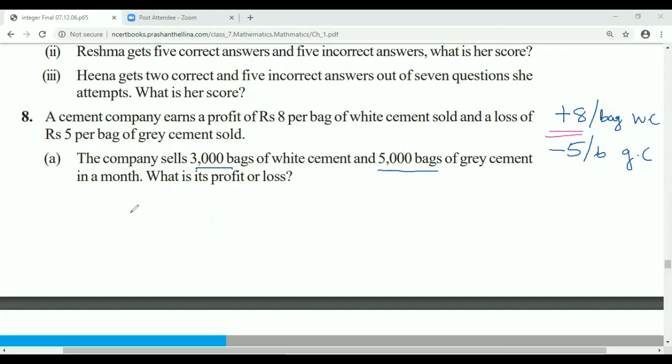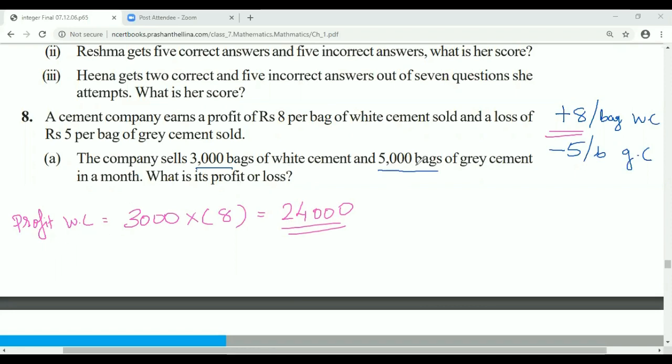So from the 3,000 bags, the company is getting 3,000 into positive 8. So that is the profit from white cement. Profit received from white cement is equal to 3,000 into positive 8, which is equal to 24,000. That is the profit. And 5,000 bags of grey cement.